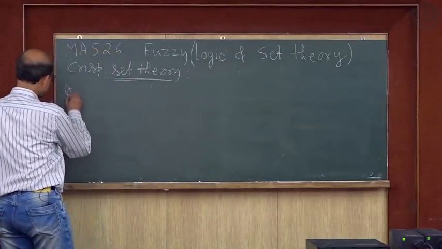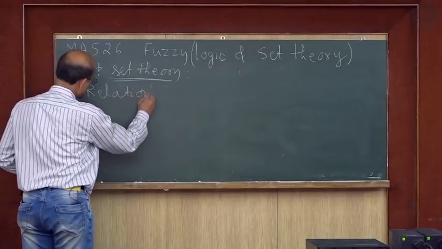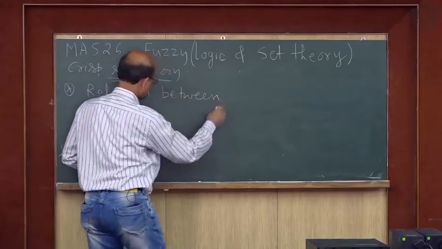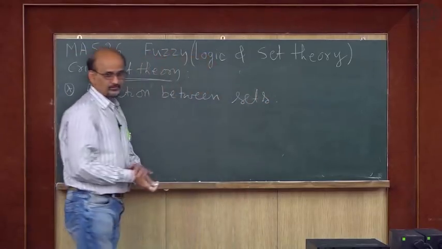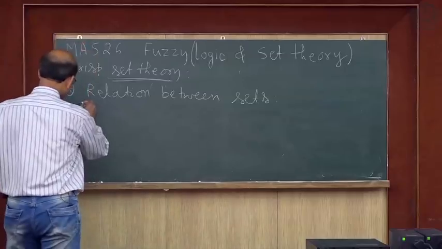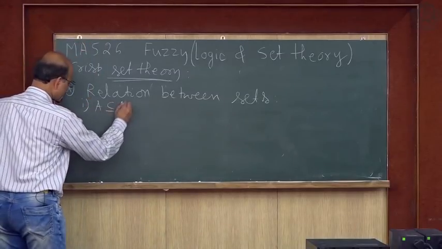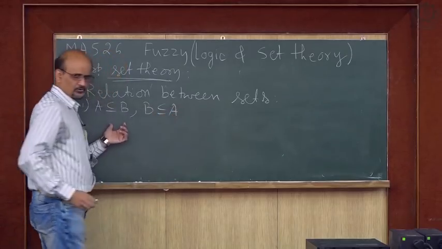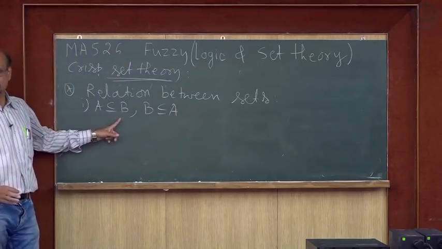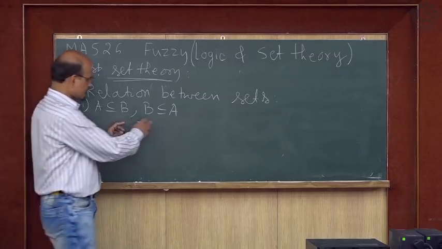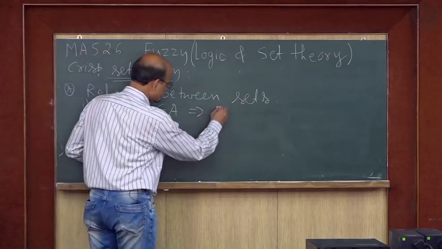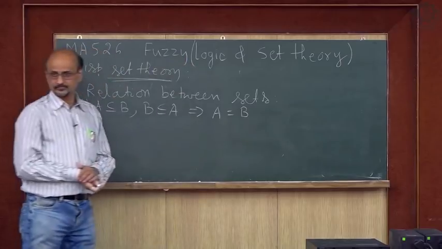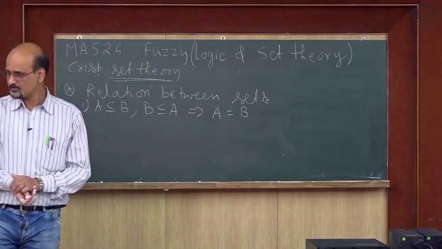Now, relations between sets, those are very simple things, but what are the relations that you know? First is that, already you know, very simple: if A is a subset of B and B is a subset of A, I hope you know what is A subset of B, then we write A is equal to B, okay?